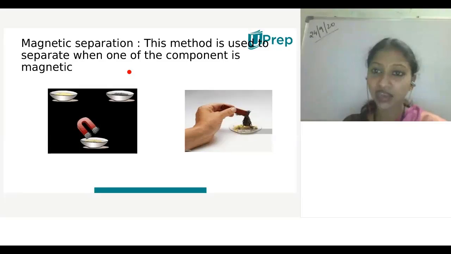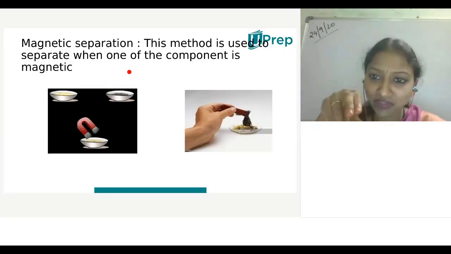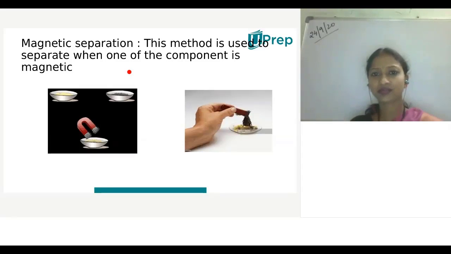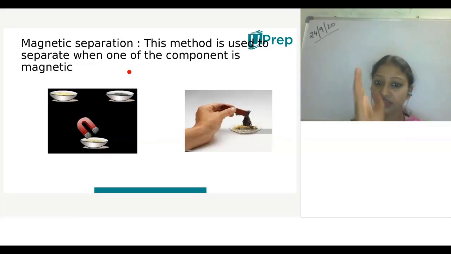We can't take a magnet near wheat flour. Am I right? Wheat flour consists of flour and bran. If we place the magnet near the wheat flour, it will not attract. So definitely we need to select magnetic separation based upon the mixture we have taken. If the mixture has one magnetic component present in it, definitely we need to select the magnet.